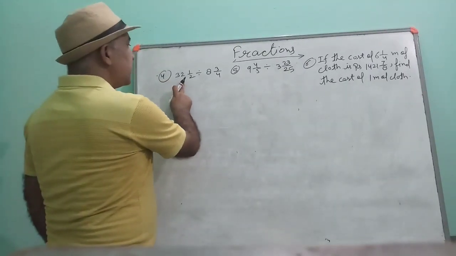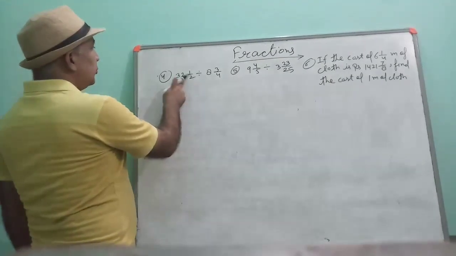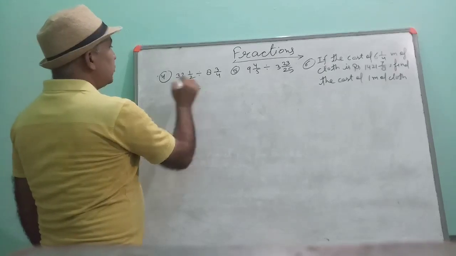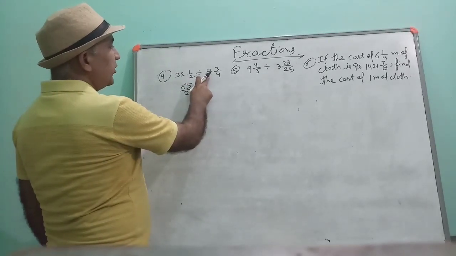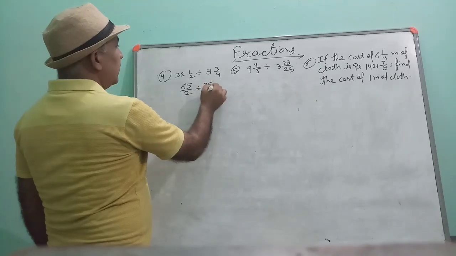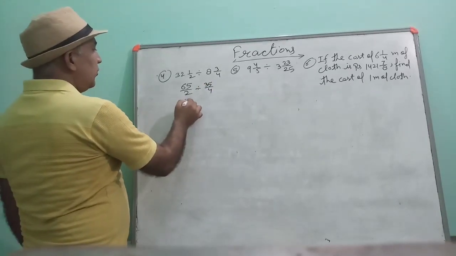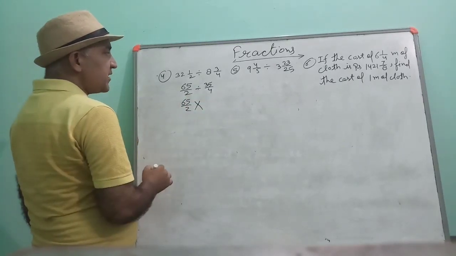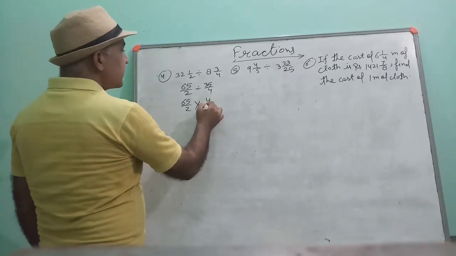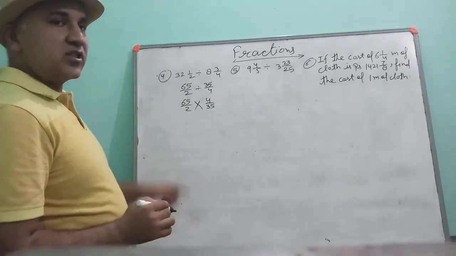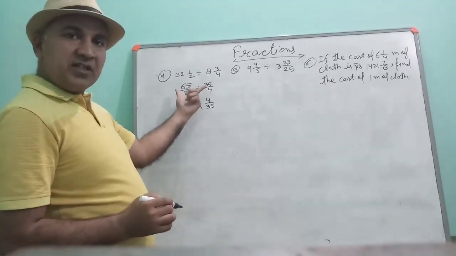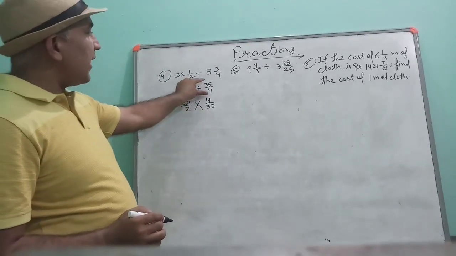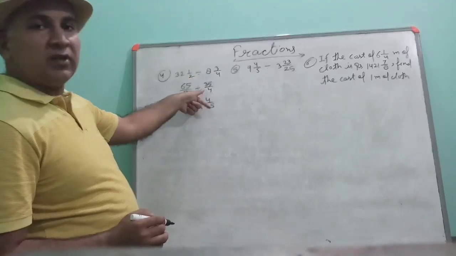First we will convert this mixed fraction into improper. 2 into 32, 64 plus 1. This is 65 by 2. 8, 4 into 8, 32 plus 3, 35 by 4. Now, to solve the division, we change it into multiplication and right hand side reciprocal is written. Procedure understood? When fractions division you are solving, change the division sign into multiplication sign and right hand side number reciprocal you will write here.